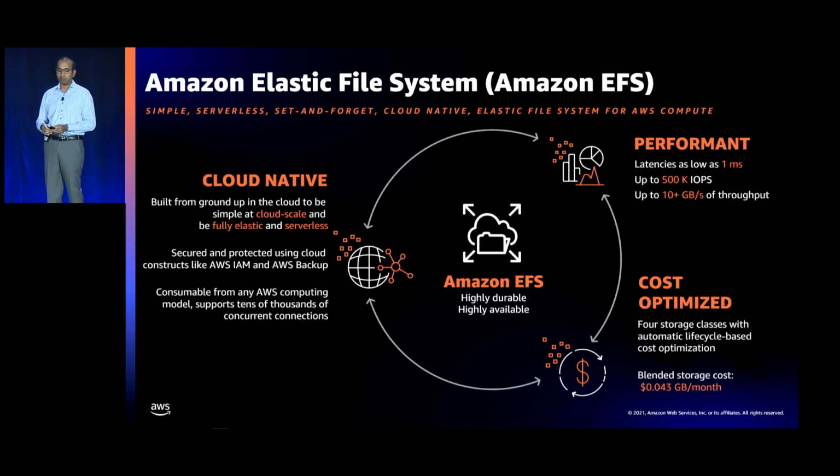And lastly, I want to talk about performance. EFS is performant. It offers latencies as low as 1 millisecond. You heard me right, as low as 1 millisecond. And it can scale up to tens of gigabytes per second of throughput and support over 500,000 IOPS. So finally, EFS is also designed to be highly durable and is highly available. It is designed for 11 nines of data durability, and it offers an availability SLA of up to 99.99%.